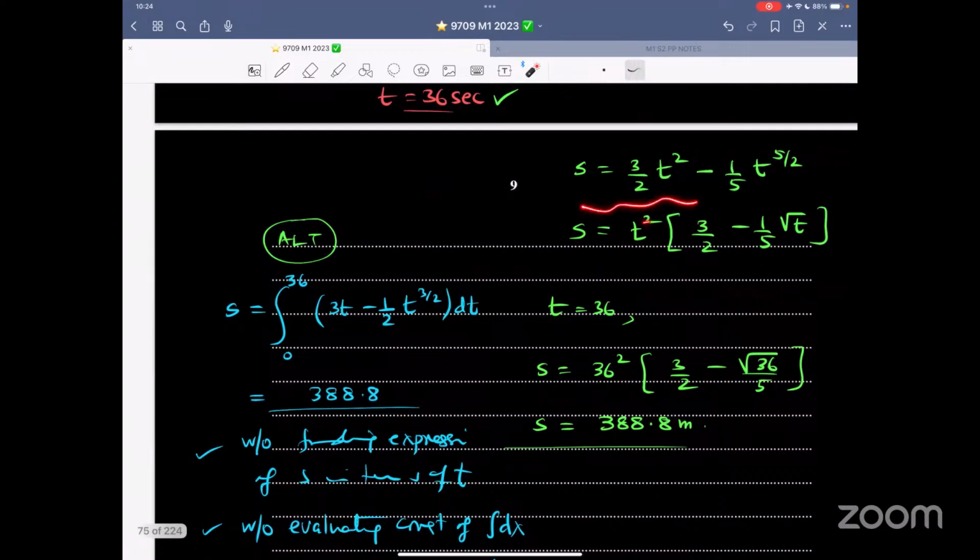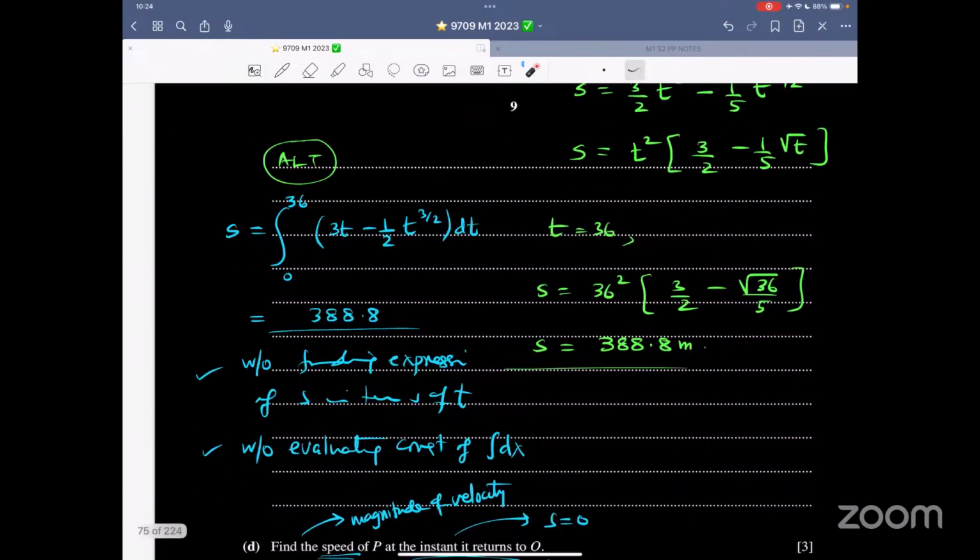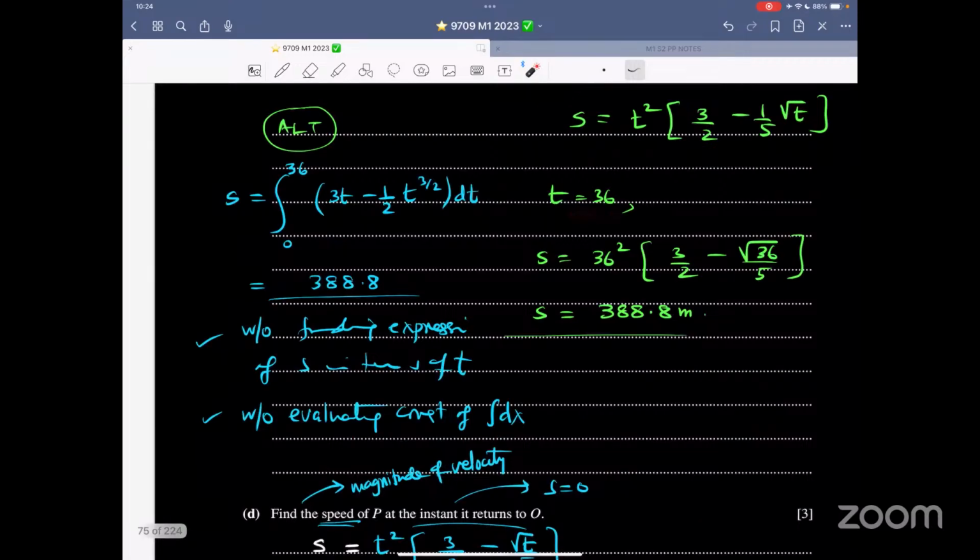This is the displacement equation. Again, there is no constant, that is good. Take the variable common. And what else have I done? If I plug in t equal to 36, s comes out to be 388.8. Alternatively, if I integrate between these two limits, because there was no other turning point in between, you can go ahead and integrate it. I get the same answer without finding the expression of s in terms of t, without evaluating the constant of integration.